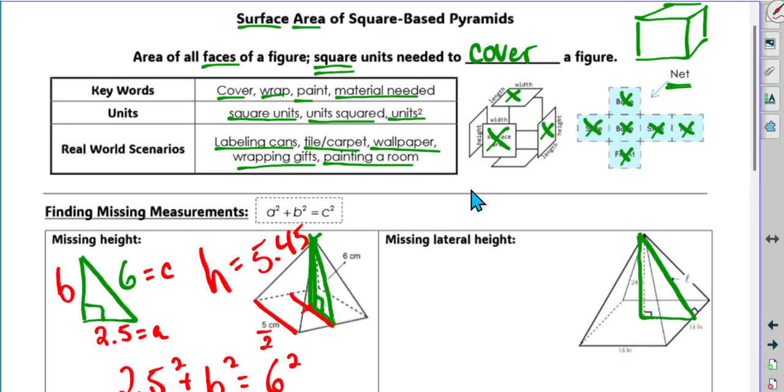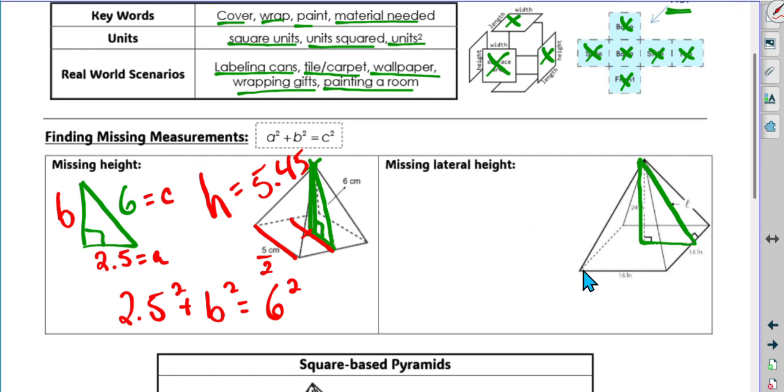On the next one, we're finding the lateral height. I've been calling this the slant height. Lateral height probably makes more sense because it's labeled as L. I just like calling it the slant height because it's going down the slanty side. So I'm going to draw that triangle outside of there so I can see it clearly.